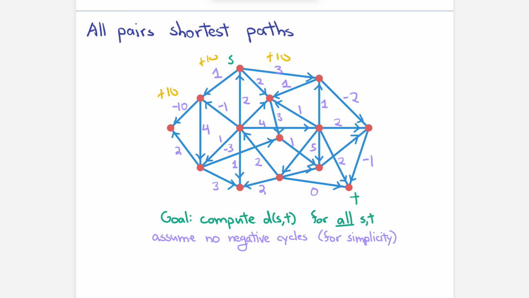Okay, so that makes sense. Let's just change the graph, make everything non-negative, which we know how to deal with really fast because of Dijkstra's algorithm.